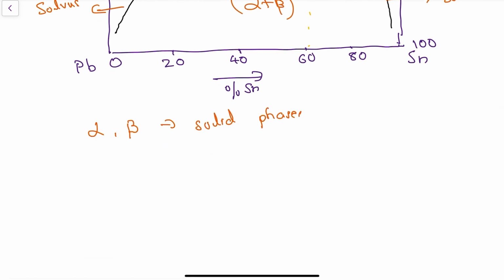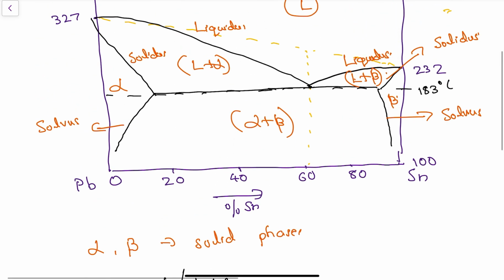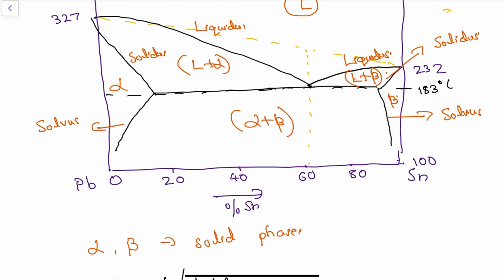Let us see what a liquidus line is. Yes, this is the liquidus line. The liquidus line is the interface between liquid and liquid plus alpha, or liquid and liquid plus beta. You can see these two lines.